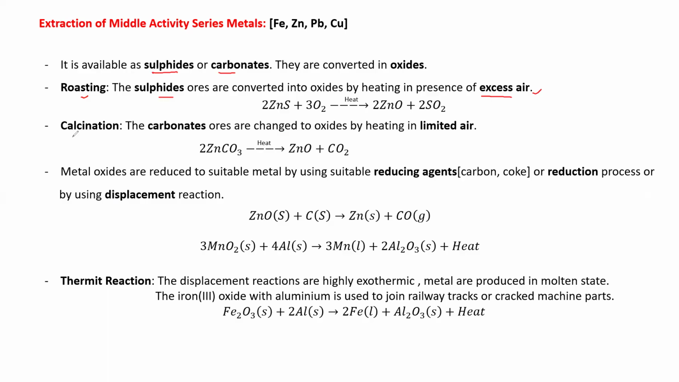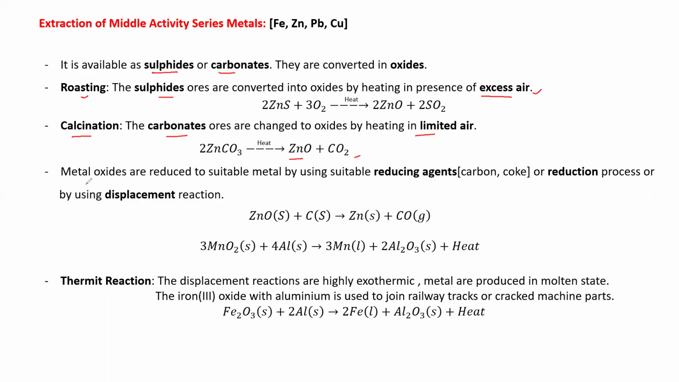Another process is called calcination. Calcination is used for the carbonates. Carbonates already have oxygen, so that's why they are heated with limited air. And finally, formation of the oxide takes place and we have carbon dioxide here.